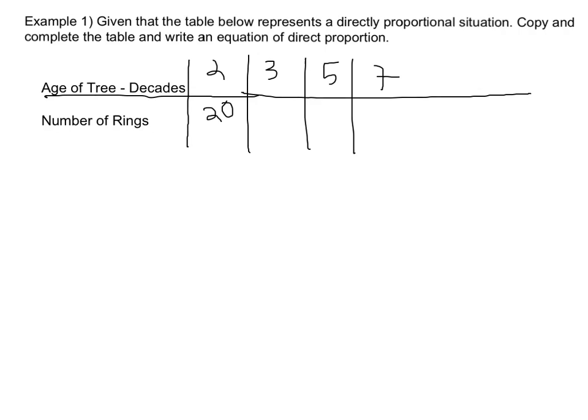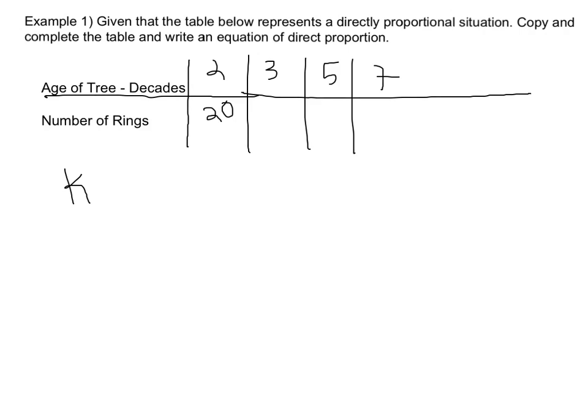First example, given that the table below represents a directly proportional situation, copy and complete the table and write an equation of direct proportion. Please take a second to pause the video and copy the table. Now, unlike the situation before where we had to determine if we had a directly proportional situation, here we are told this is a directly proportional situation. So now we just need to complete the table. So what we want to do is find what our constant of variation is. Remember, the constant of variation we usually represent as k.